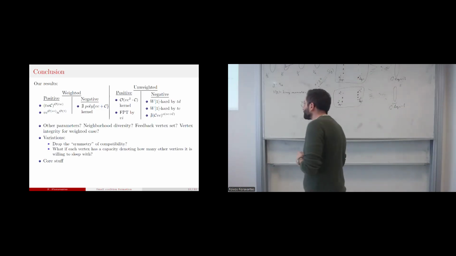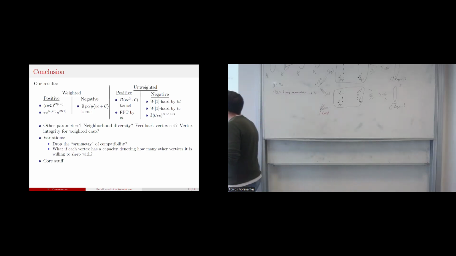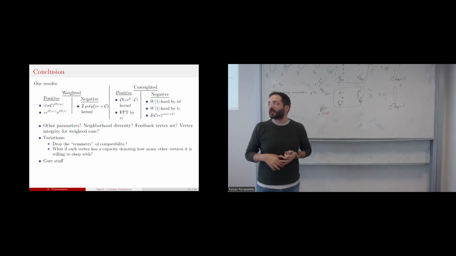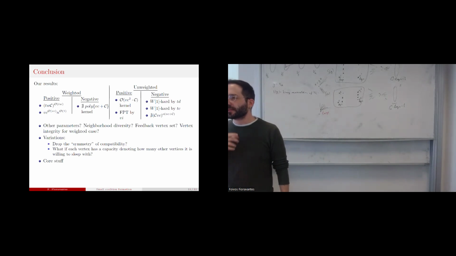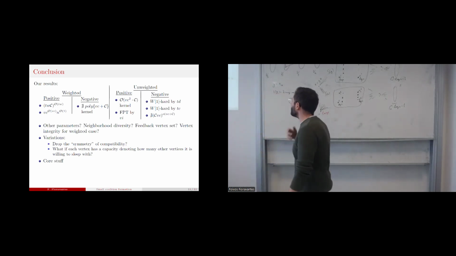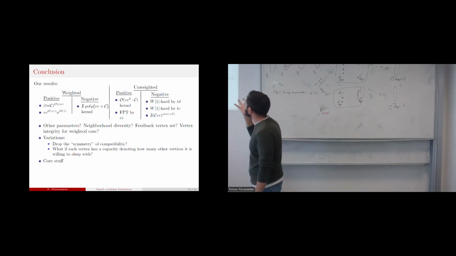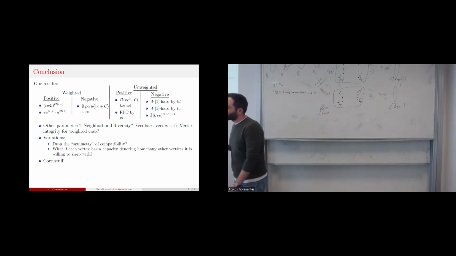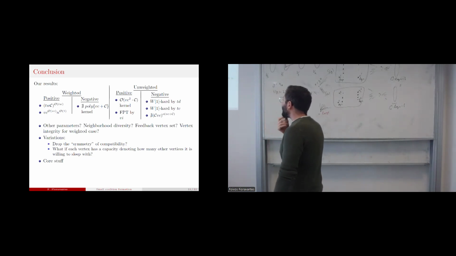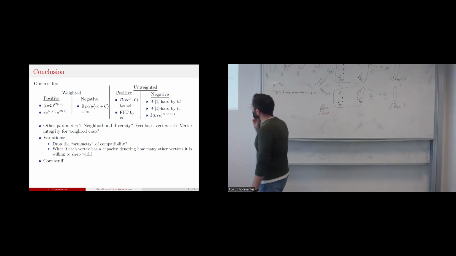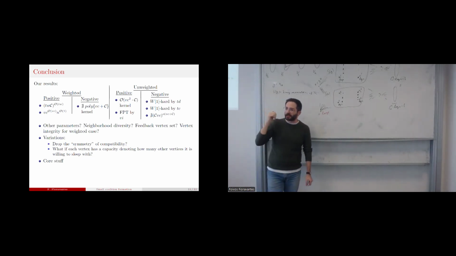Conclusion. So this is what we did. Obviously, the first question is, can we take the vertex integrity and put it into the weighted case? Maybe interesting, maybe not. There are other parameters that are open, like the neighborhood diversity and the feedback vertex set.